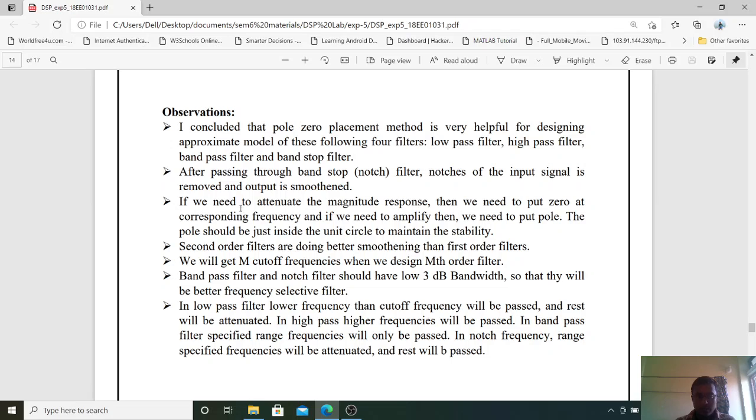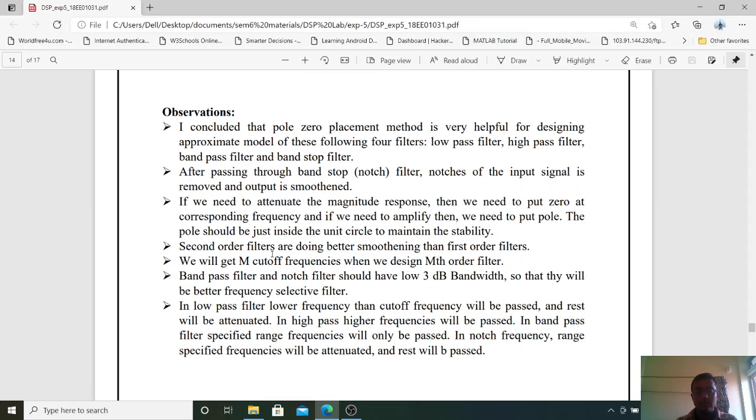Whenever we need amplification for a corresponding frequency, we need to put a pole at that frequency just inside the unit circle. And when we want the magnitude response to be 0, we put zeros for that frequency component in the transfer function.